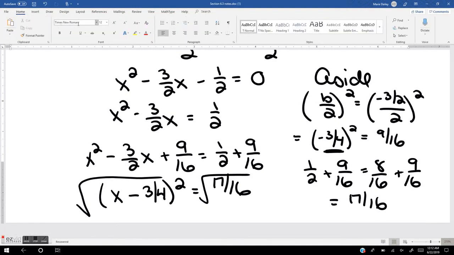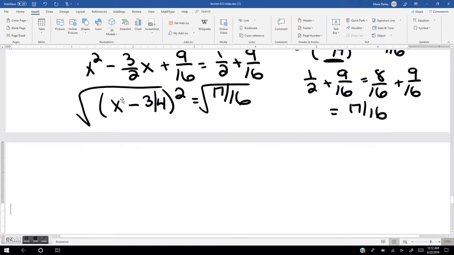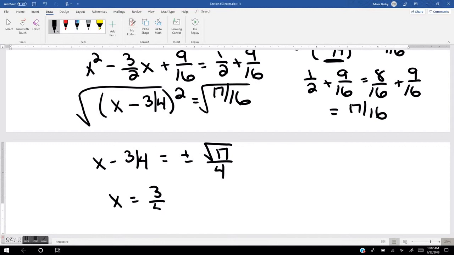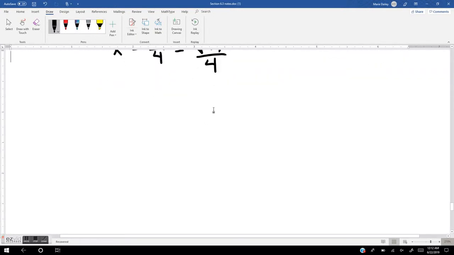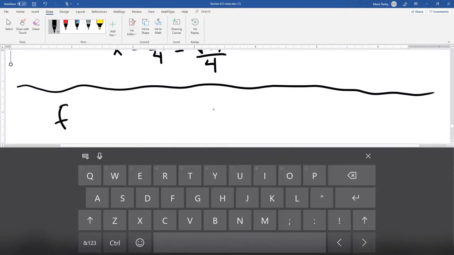Now, fortunately for us, the bottom here is a perfect square, okay? So this will then go ahead and be x minus 3/4 equals then plus or minus the square root of 17 over 4. And then adding that 3/4 over, we solve for x. All right. So that is how you solve completing the square in your Algebra 2 class.